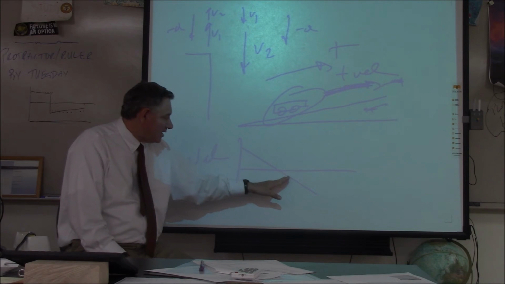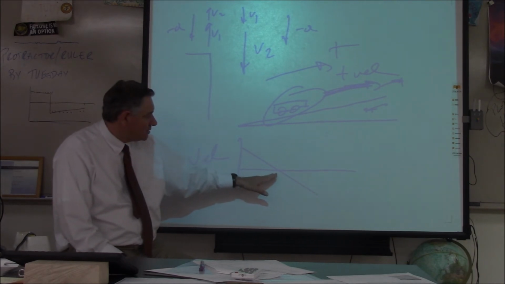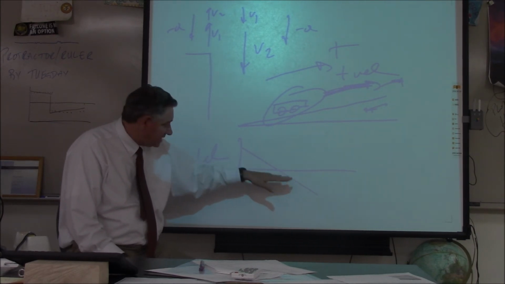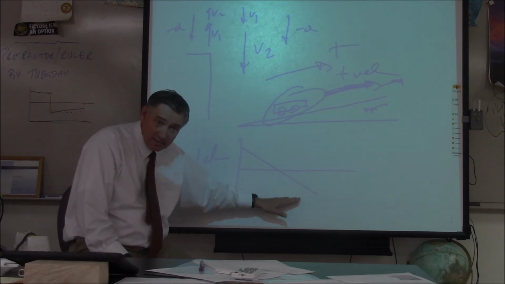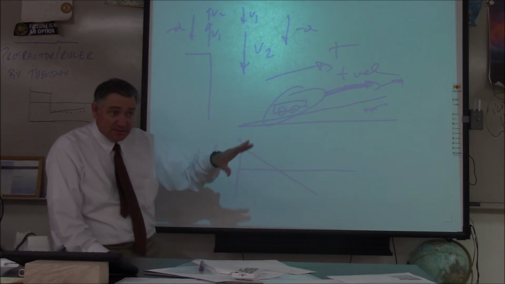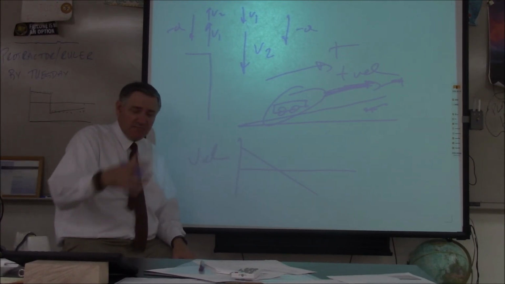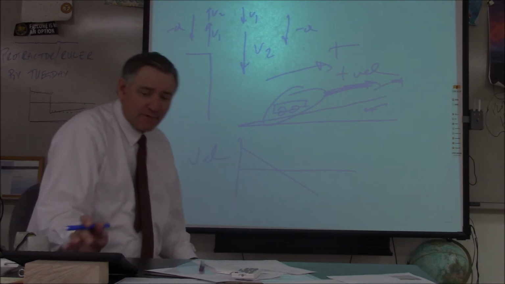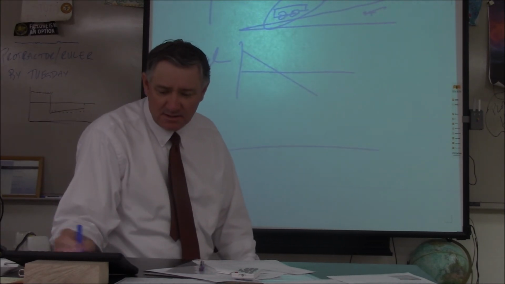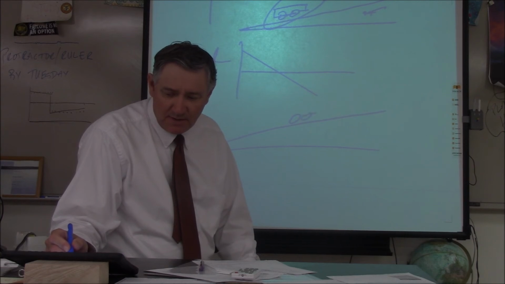On the way down, you're going to start speeding up because now you're going to have negative velocity and negative acceleration, and you're going to be speeding up. So then your velocity vector is going to get bigger. Now, visualize this. It's rolling down the hill, right?